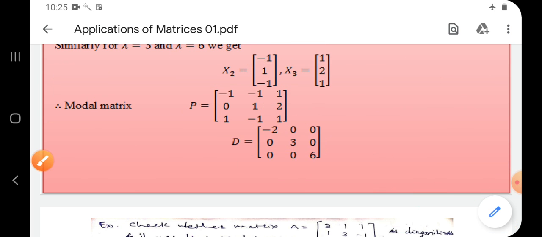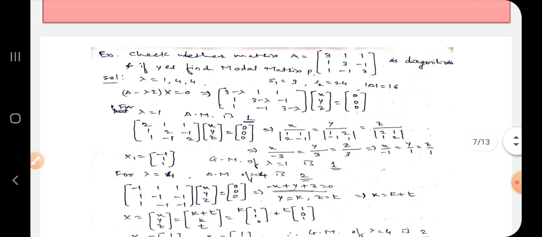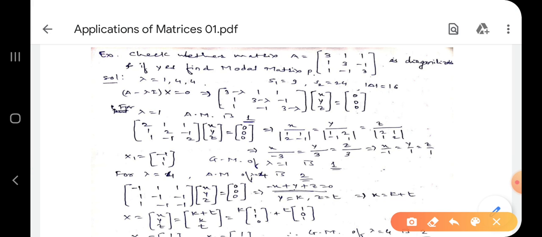Understood? Okay. Now let us solve one more example here. Check whether matrix A, given as 3 1 1, 1 3 minus 1, and 1 minus 1 3, is diagonalizable, and if yes, find the model matrix P.